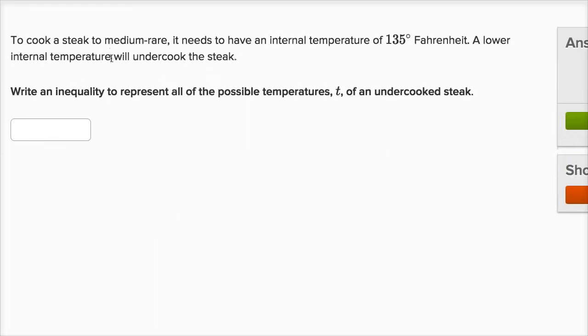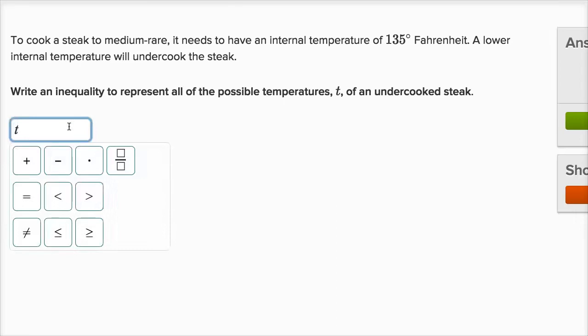To cook a steak to medium rare, it needs to have an internal temperature of 135 degrees Fahrenheit. A lower internal temperature will undercook the steak. Write an inequality to represent all of the possible temperatures T of an undercooked steak. Well, to be an undercooked steak, your temperature is going to be less than 135 degrees. So your temperature, T, is going to be less than.